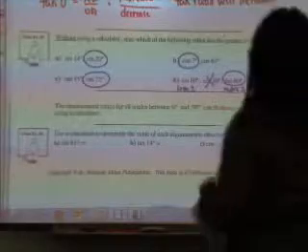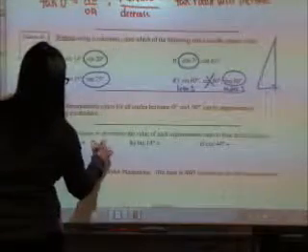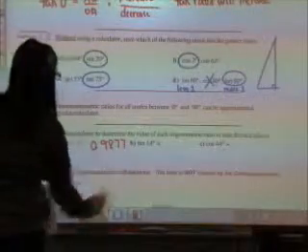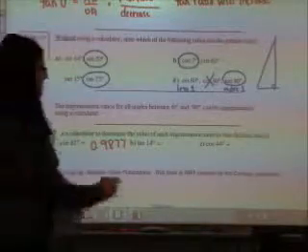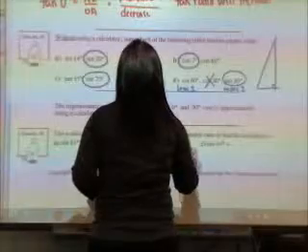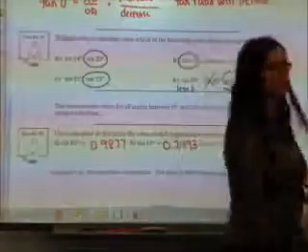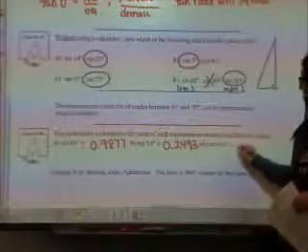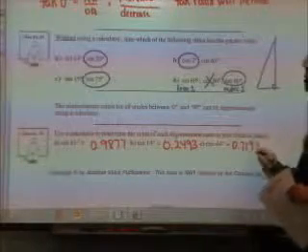Okay, so let's do class example number 4. If we look at class example number 4, what is sine 81 to 4 decimal places? What is tan 14? 0.2493. And cos 44? 0.7193.